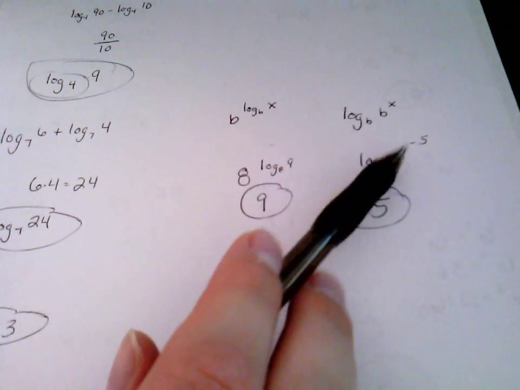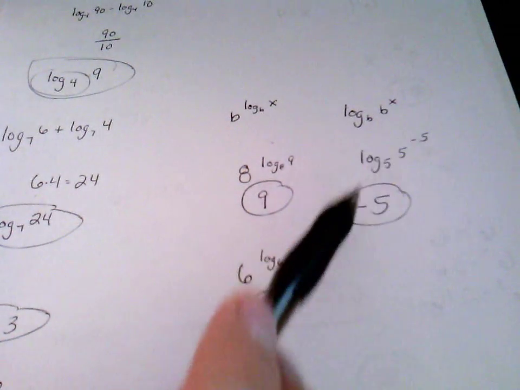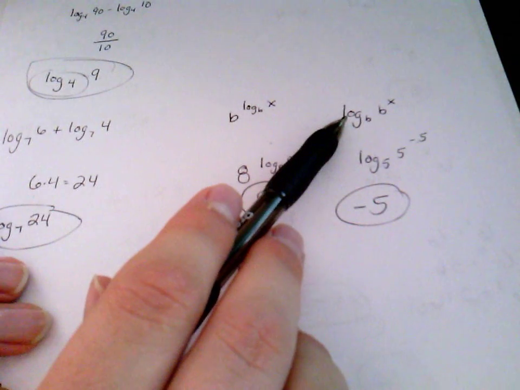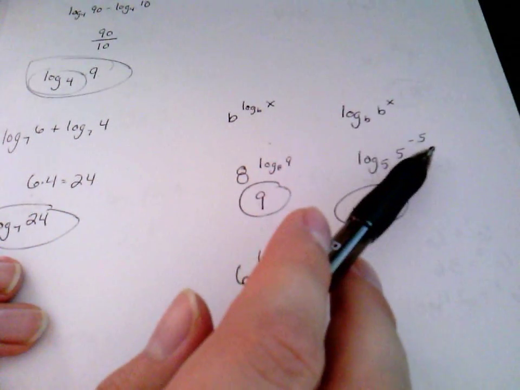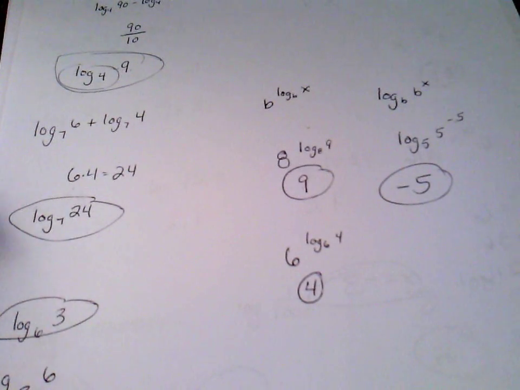Log base 5 of 5 to the negative 5? Well, the only oddball out here is a negative 5, so it'll be negative 5. Because on this problem, log base b of b, you just get the exponent as the answer. Since the exponent is negative 5, that's our answer.